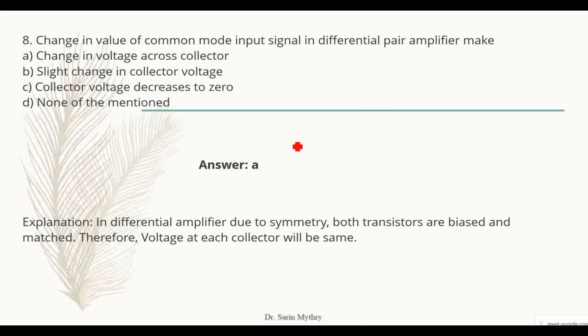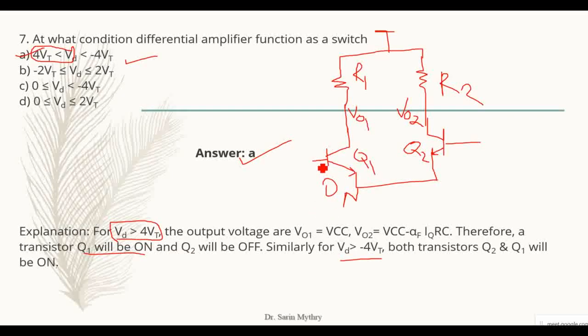Next one. Change in value of a common mode input signal in differential pair amplifier makes. If the value of the common mode input signal in a differential amplifier is being changed, then what will be the correct answer? So see now. Differential pair amplifier means what we are doing here. It's a differential amplifier where you are giving the two different voltages V1 and V2. It's the same circuit which we have talked about here, but you will be having the two voltages. Two different signals have been given.